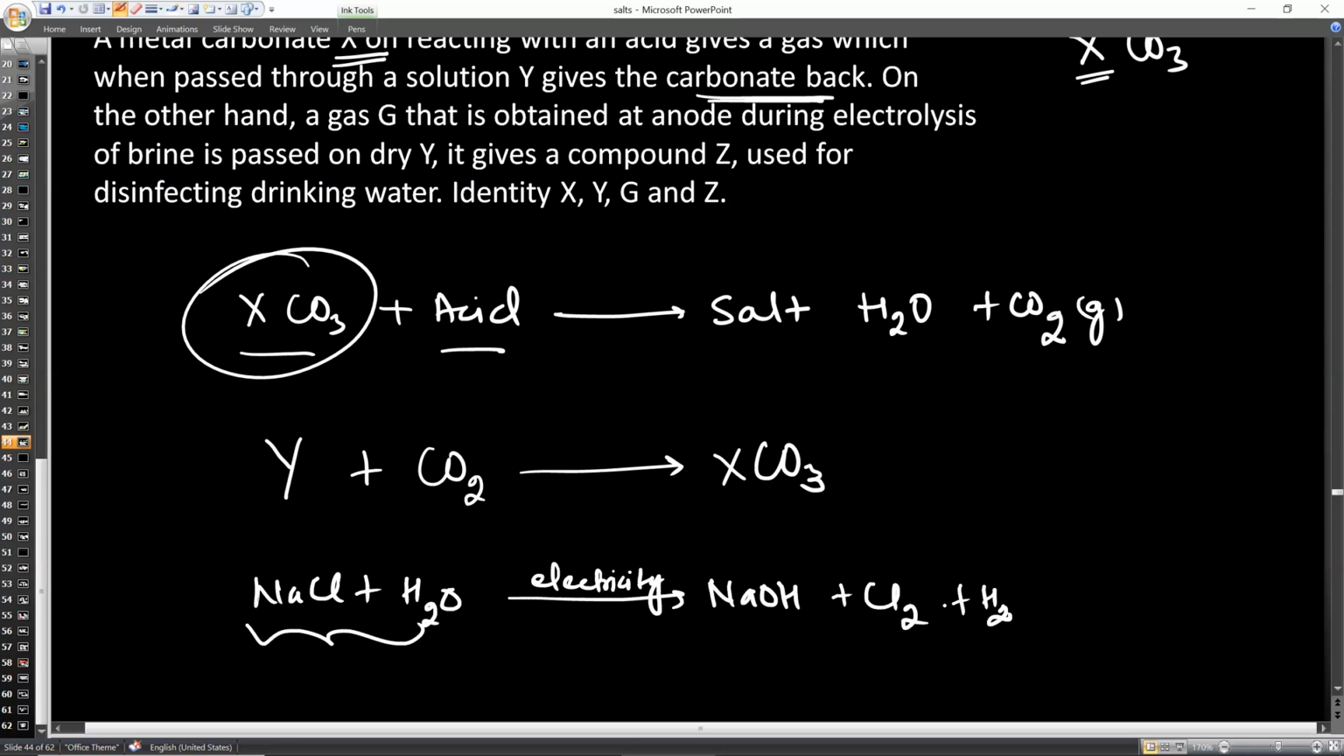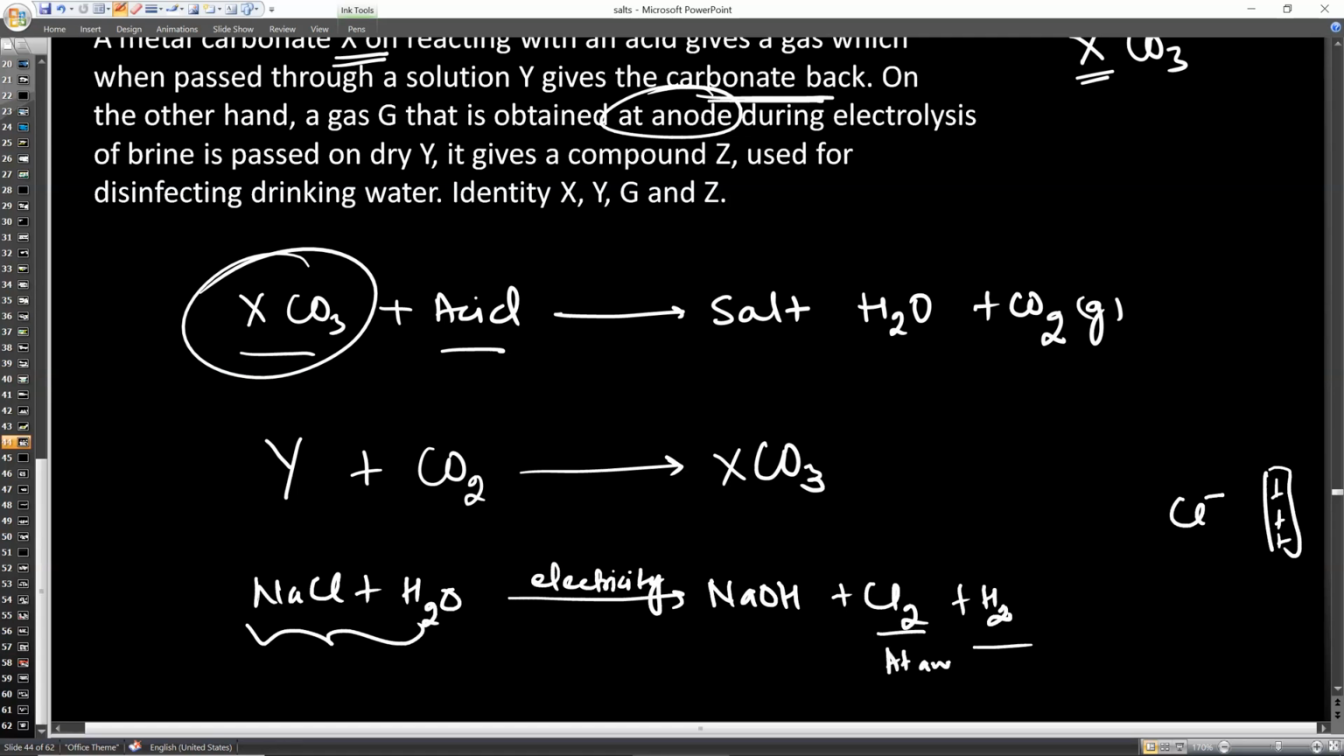So which gas is produced at the anode? Chlorine gas will be produced, because chloride is negatively charged, and negatively charged ions go toward the positively charged anode. So we'll say that chlorine gas is going to be produced at the anode.